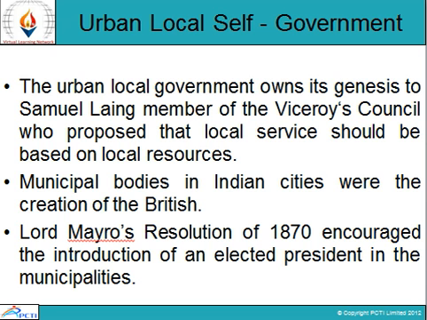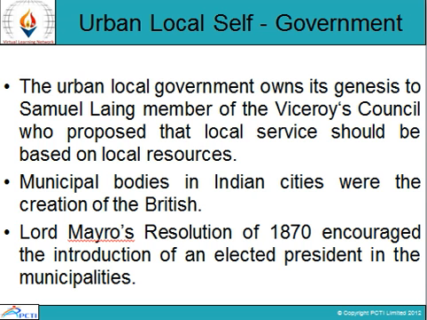Next topic is urban local self-government. The urban local self-government owes its genesis to Samuel Laing, member of the Viceroy's Council, who proposed that local service should be based on local resources. Municipal bodies in Indian cities were the creation of the British. Lord Mayo's resolution of 1870 encouraged the introduction of the elected president in the municipalities.